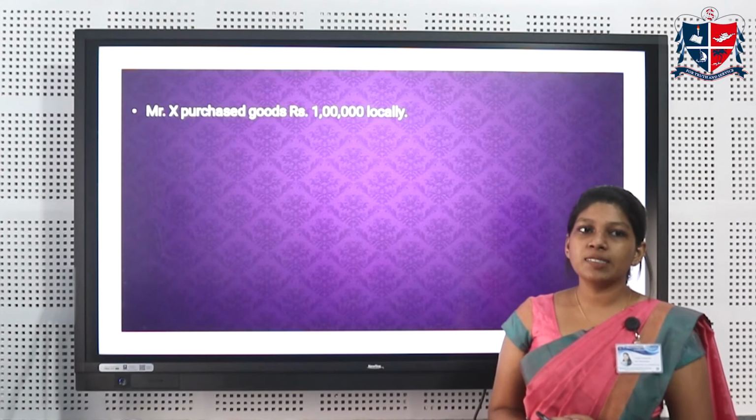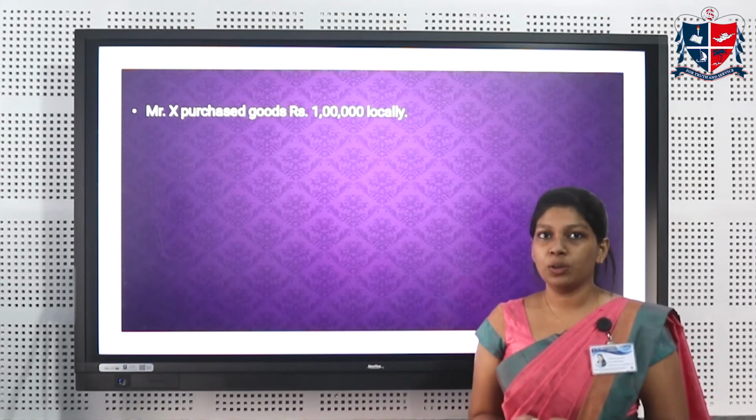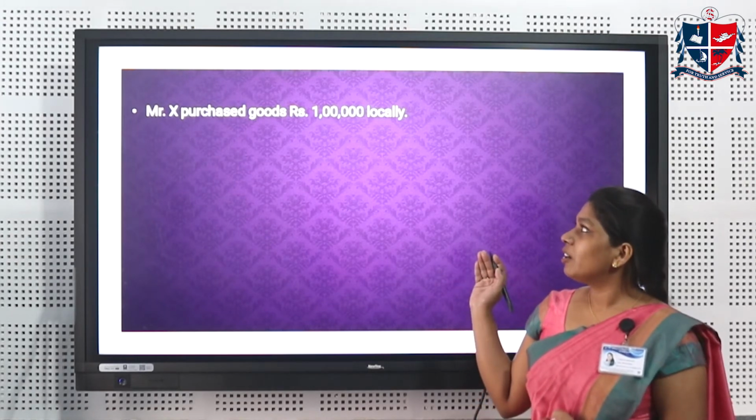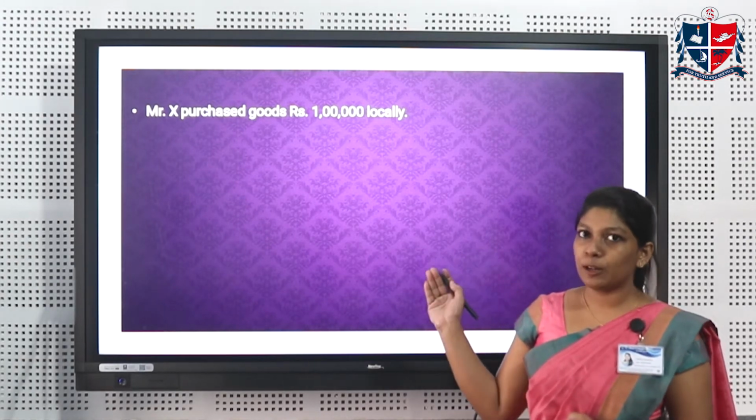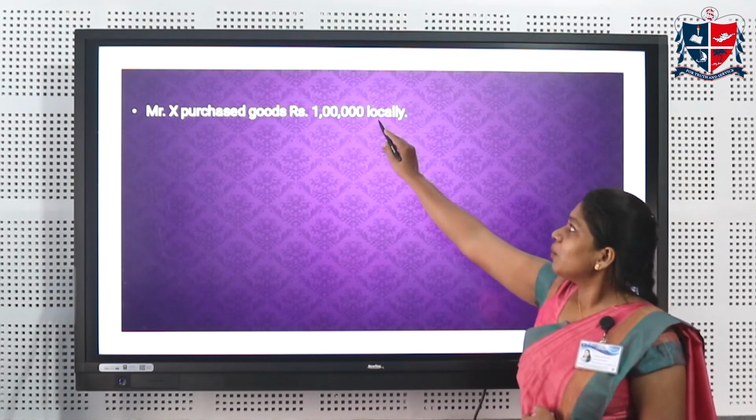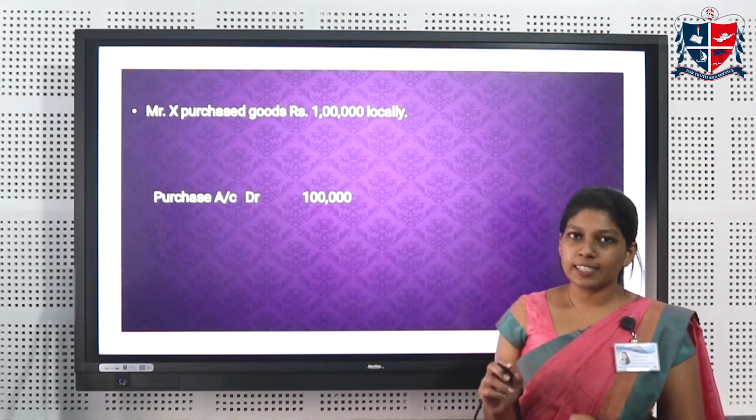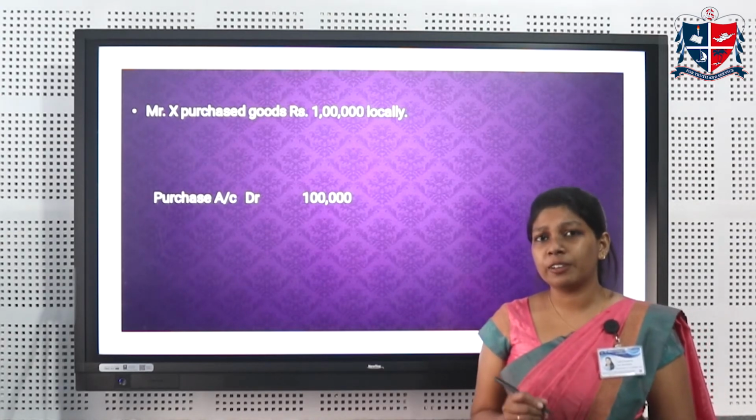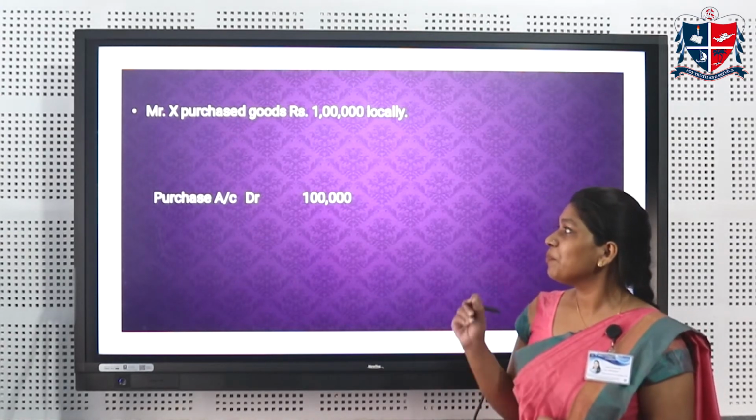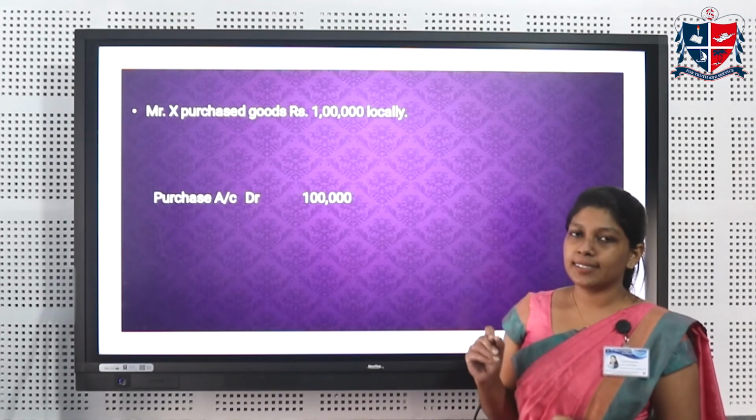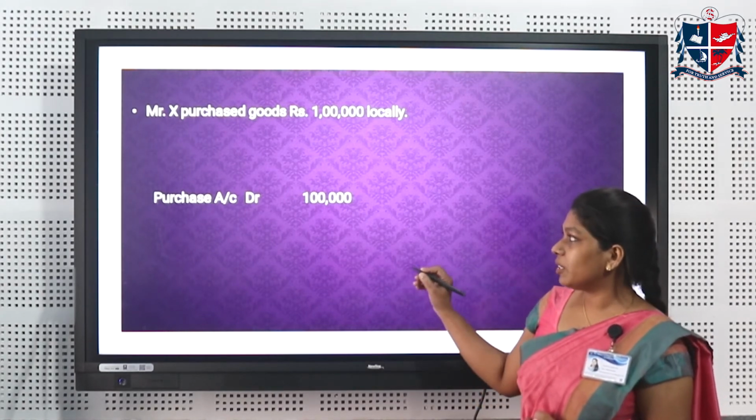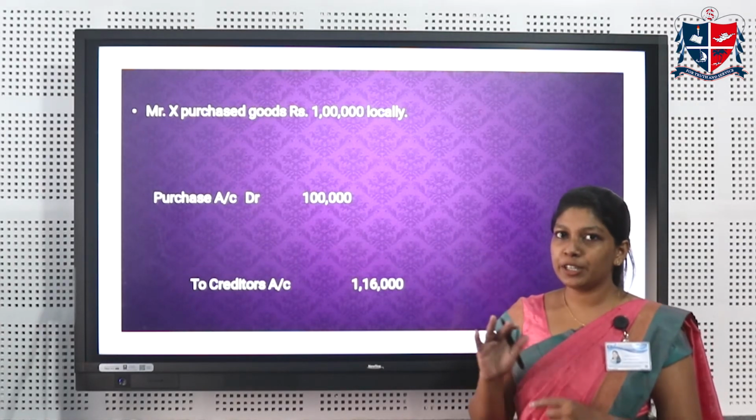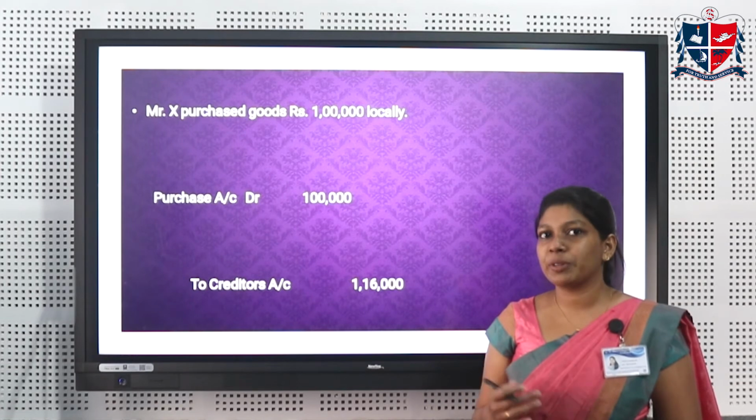Mr. X purchased goods worth rupees 1 lakh locally. This is just purchasing goods from the market locally. From the word locally, it is understood that it is an intrastate transaction. So what GST has to be paid? CGST and SGST. The normal journal entry will be purchase account debit to creditors, while we are purchasing something from the market.